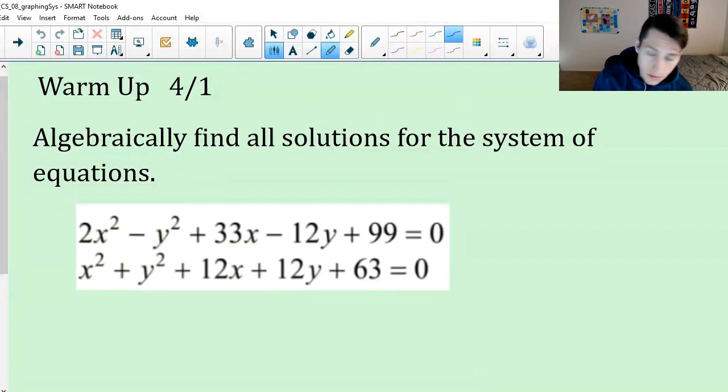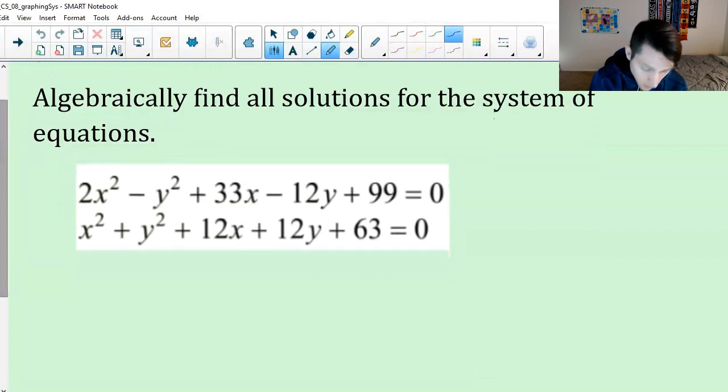Starting off here, going with our finding our solutions of the system of nonlinear equations.